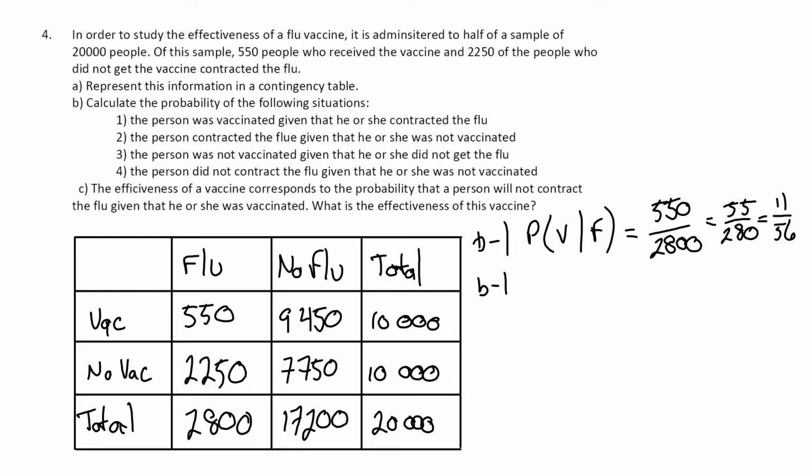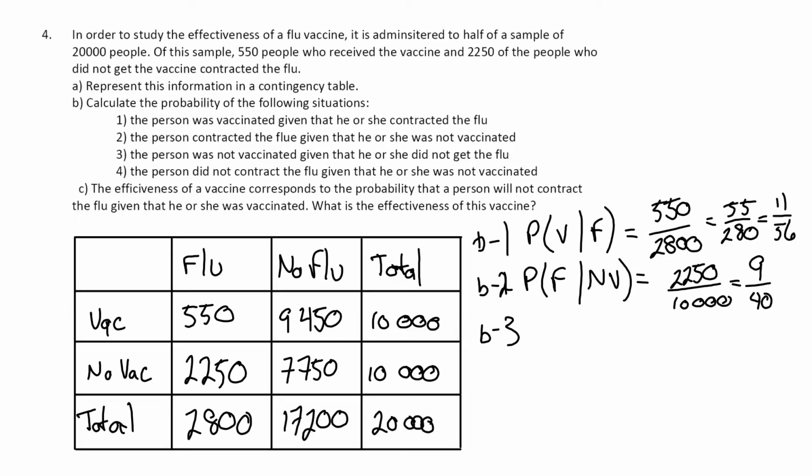B2. What is the probability that the person contracted the flu given that he or she was not vaccinated? What is the probability that they got the flu given that they were not vaccinated? So if they were not vaccinated, we're looking at the no vaccine line. Denominator is going to be 10,000, and we're looking for the probability that they contracted the flu. So we take the 2,250 number, and that can be reduced down to 9 out of 40.